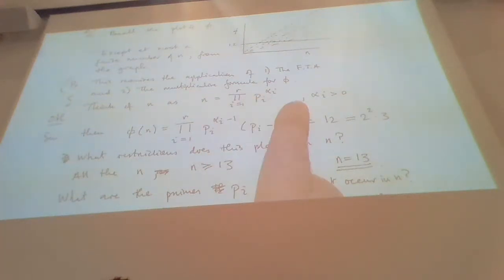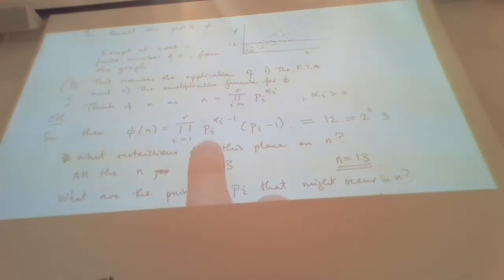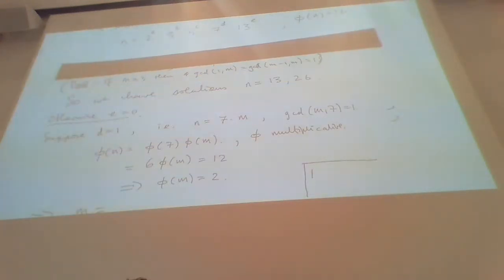So m could be 2 by 3, because then in the φ(m) you'd have 1 by 2 by 1 by 1. Yeah, so you'd still have 2. And also m equals 4. If you had 2 squared, then the φ value would just be 2 to the power 1 by 1. So it would still be 2. So the only possibilities are 3, 4, and 6.